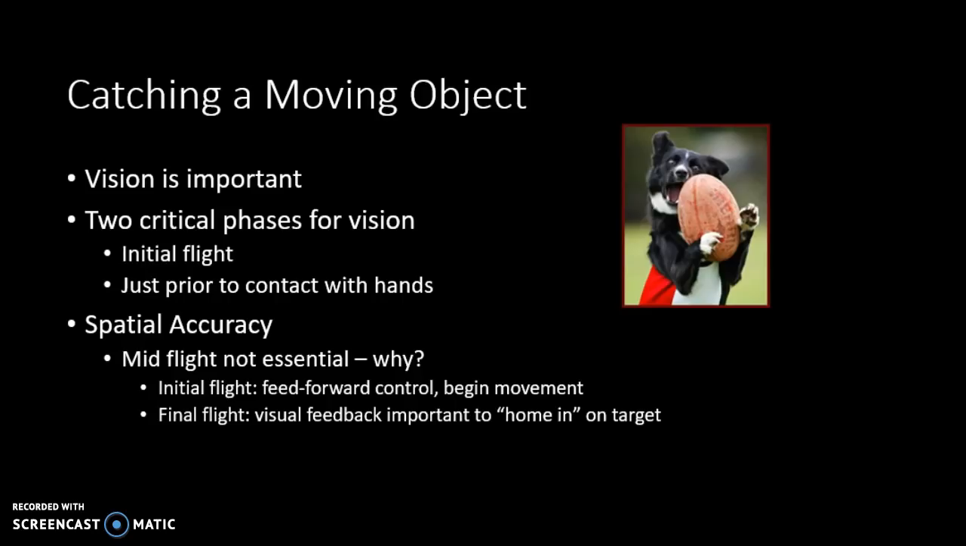Mid-flight, not necessarily essential, because we've already moved based off of the initial flight. Say someone threw it way off to the right, we saw that, so we started to run to the right automatically. Not a whole lot's going to change mid-flight, and then we use some visual feedback to kind of hone in on our target and make any adjustments in terms of where our hand placement needs to be to catch.